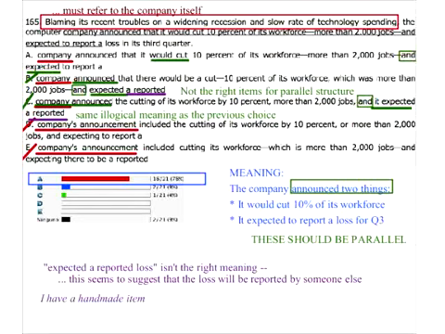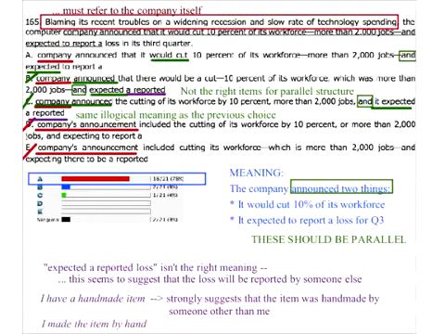This strongly suggests that the item was handmade by somebody else. So if I handmade the item myself, I would want to say something like "I made the item by hand." So I have to use a verb that really suggests that I did this. So same sort of thing. A does this correctly. The company announced this, and the company also expected to report a loss itself. It expected to do that. Whereas in choices B and C, it expected a loss magically reported by somebody else. Kind of like a handmade item.